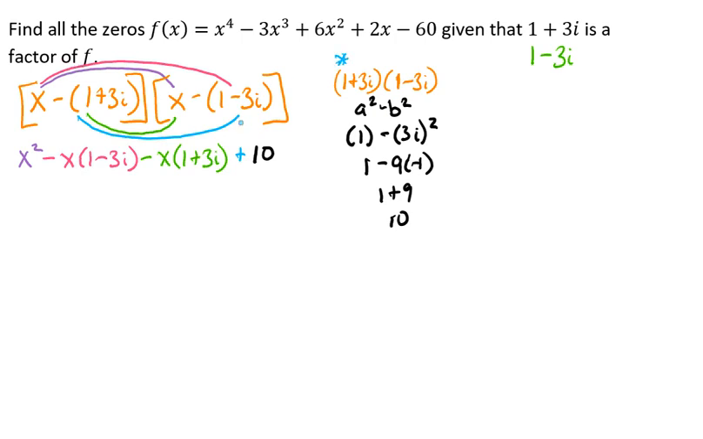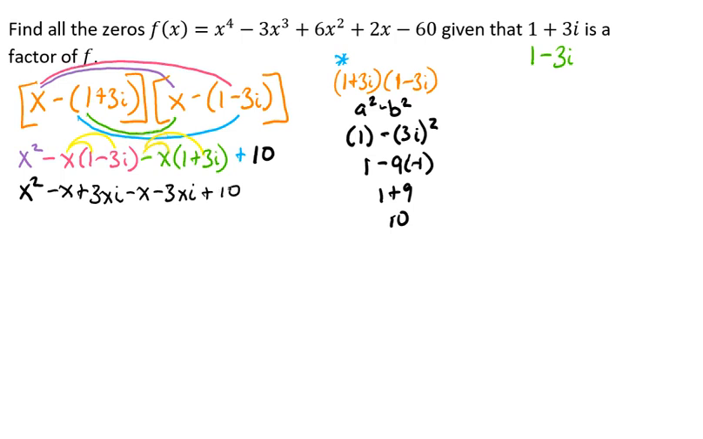All right. So now from here, we want to go ahead and distribute our negative x's. And so that is going to give us, we're still going to have our x squared. Then we have minus x plus 3xi minus x plus 3xi. Oh, that shouldn't be a plus. That should be a minus. That's my mistake, because a negative times a positive is a negative. So minus 3xi. And then we have our plus 10.